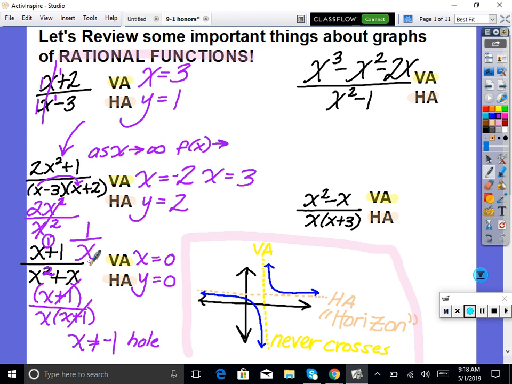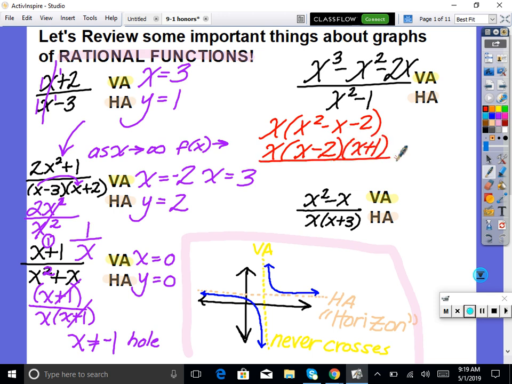Oh yeah, so now this will be our last one. Vertical asymptote, we better factor this. So on top, we factor out an x, then left is x squared minus x minus 2. Tell me what that factors to be. How do we factor quadratics? I know you know. x minus 2, x plus 1. Please, please, please tell me you can still factor.